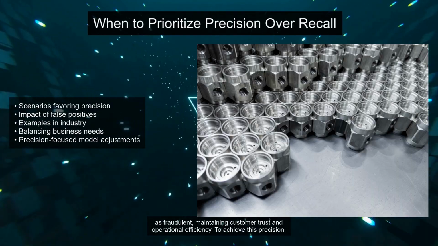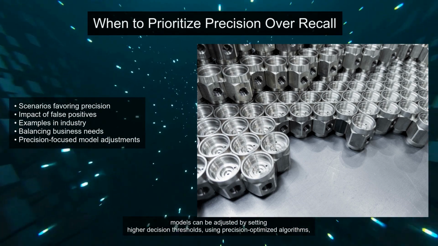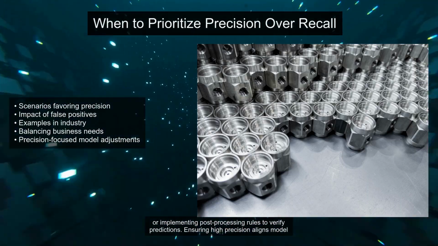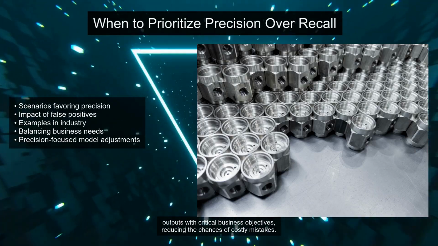To achieve this precision, models can be adjusted by setting higher decision thresholds, using precision-optimized algorithms, or implementing post-processing rules to verify predictions. Ensuring high precision aligns model outputs with critical business objectives, reducing the chances of costly mistakes.